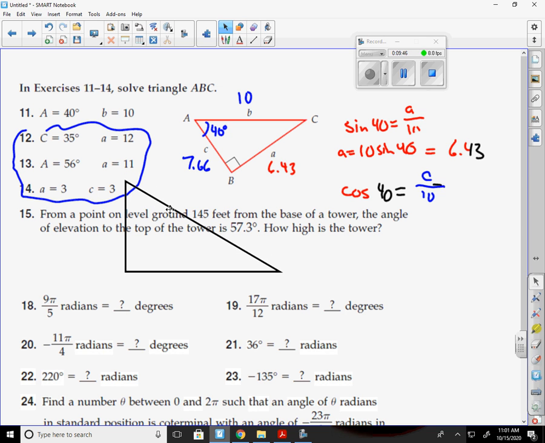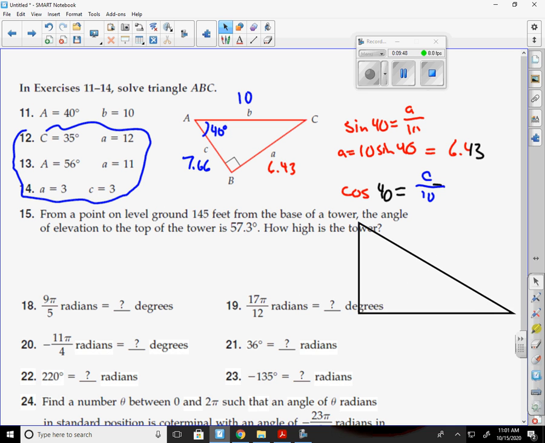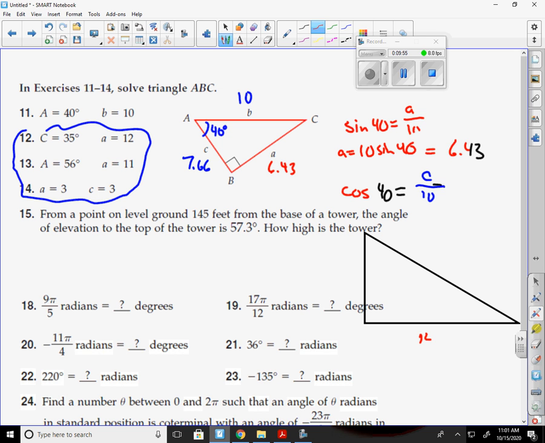It looks really nice. What a really nice triangle. Okay, it's 145 foot from the base of the tower. This angle is 57.3 degrees, and we need to know how high the tower is. This looks like opposite over adjacent, so it's going to be TOA. Tan of 57.3 equals x over 45.